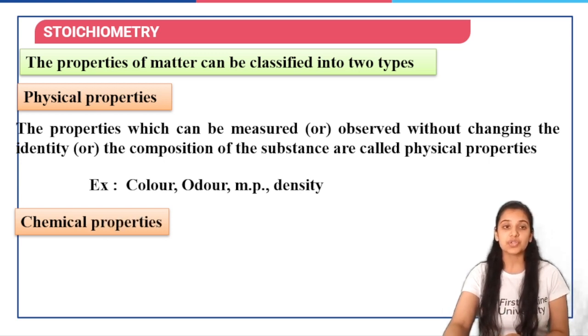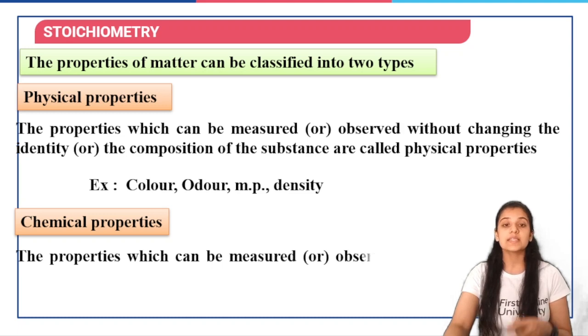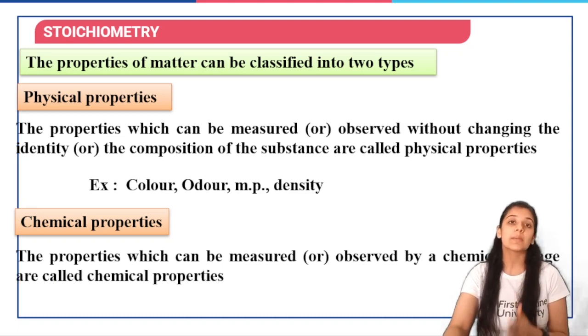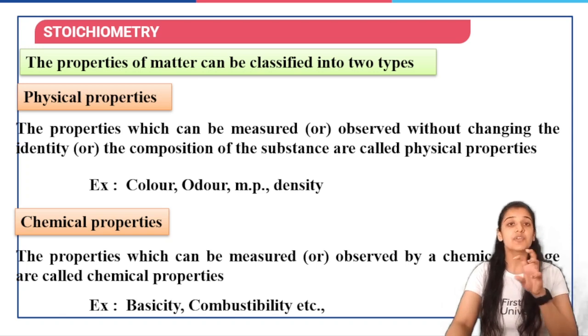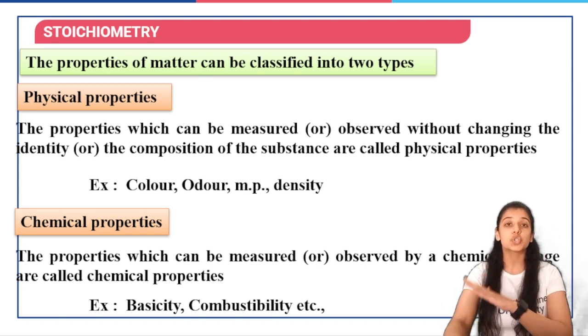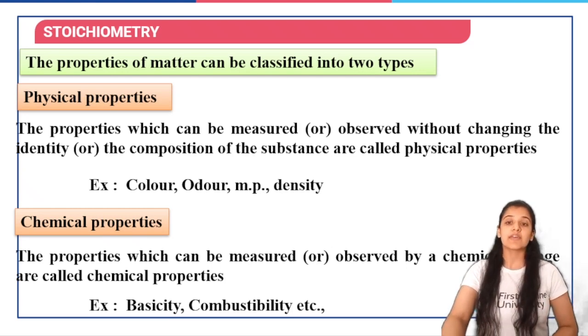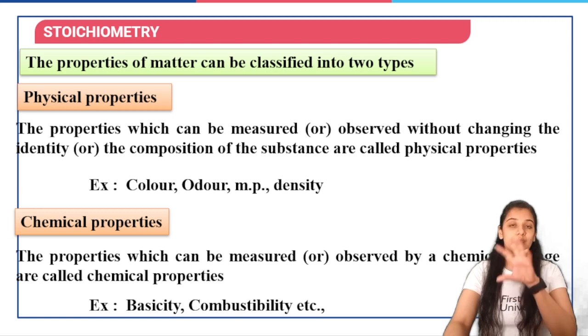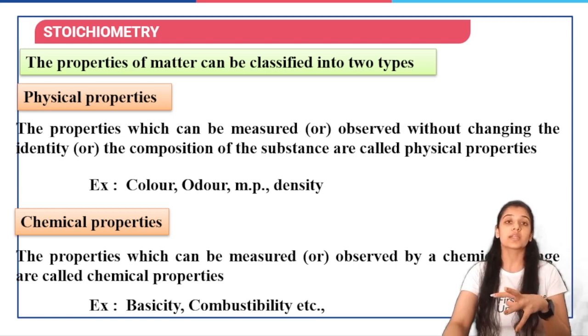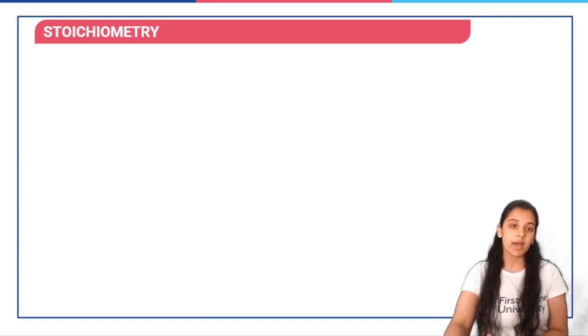The second classification is chemical properties. Those properties that can be measured or observed only through a chemical change being brought about in the substance are called chemical properties. For example, basicity, combustibility. If I want to look for basicity, I'll have to add some acid to it to make sure that salt and water formation is taking place. Then I will say that yes, the given compound is basic in nature. If I want to check for combustibility, I will have to burn the compound or heat it over a Bunsen burner, over a flame or in an oven, to check for the combustible nature of the compound.